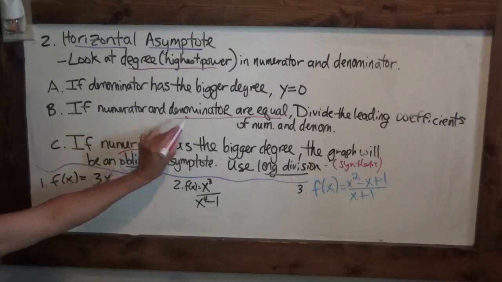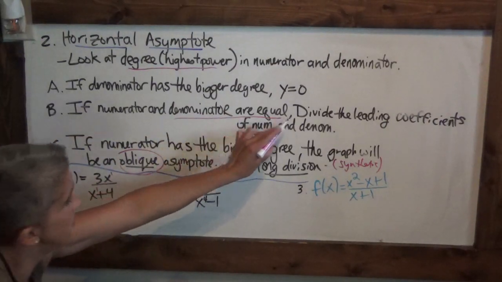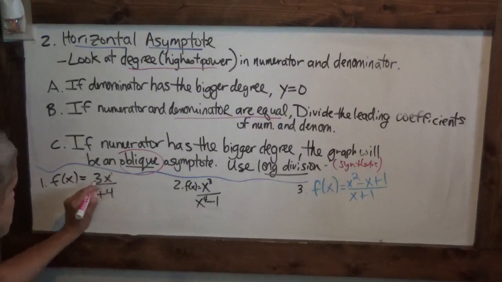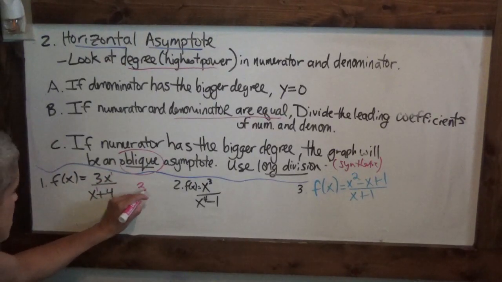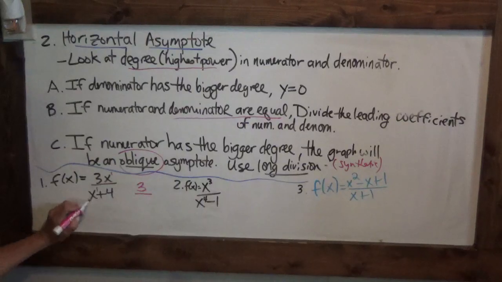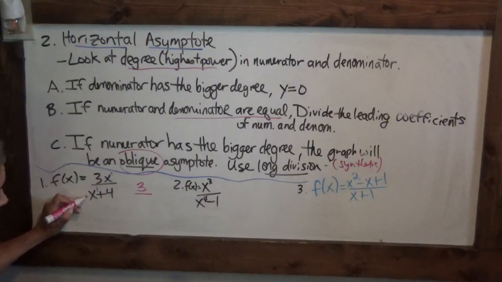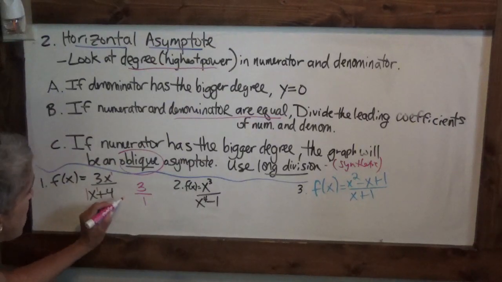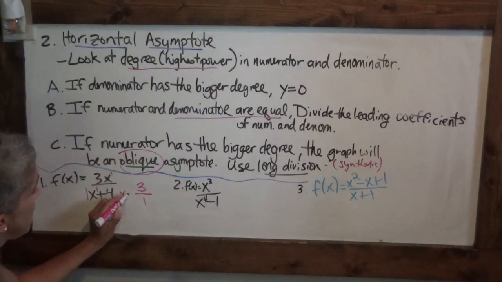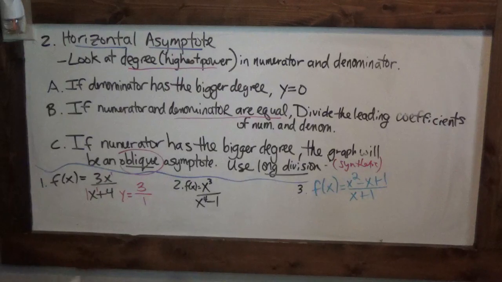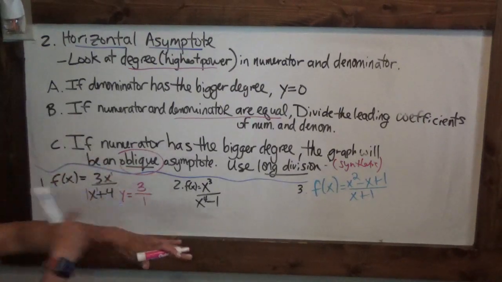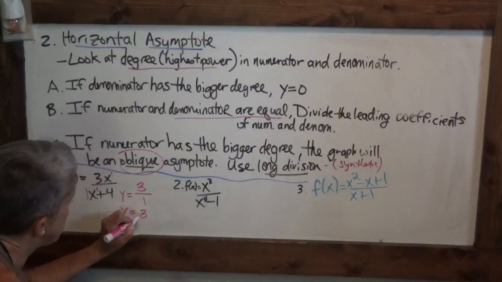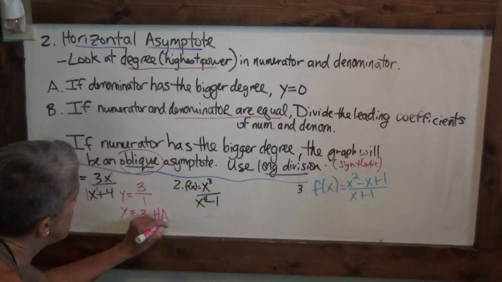So if the numerator and the denominator are equal, we're going to divide the leading coefficients. So what is the leading coefficient of this one? 3. What is the leading coefficient of x to the first down here? It's a 1. So for the horizontal asymptote, your answer is always y equals, because it's a horizontal line going through the y-axis. So this answer is y equals 3. This is my horizontal asymptote.